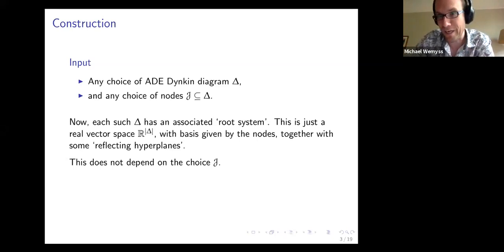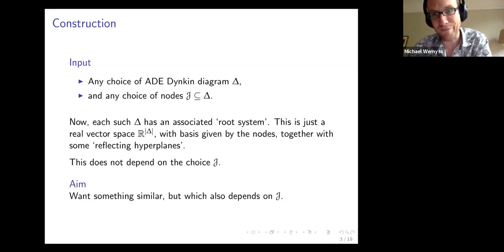This somehow comes from Coxeter theory. I'll try to visually describe that on the next slide. The upshot is, to every Dynkin diagram, we have this thing called a root system, which is literally just a real vector space with a little bit extra data, the reflecting hyperplanes. This is a very classical object, and the key is that it does not depend on J. It's just an intrinsic feature of the Dynkin diagram. So the first aim for today is we want something similar. We want something which is kind of a root system, might not be exactly a root system, but has this dependency on our choice of vertices.